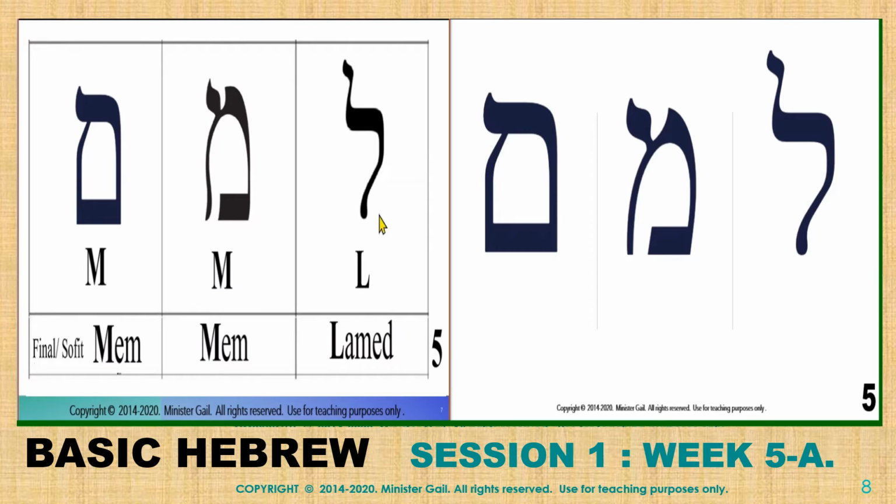Lamed, L, the shepherd's staff, or the treble clef in piano, shepherd's staff, L. L is the tallest letter across all of them. M, M for water, mem. At the end of a word, a sofit, it will look like this shape with that squared across. So the word for water is mayim, two M's. The first M will look like this, and the last M will look like this one, both M. Final or sofit, M. So this is L, M, final sofit, M.